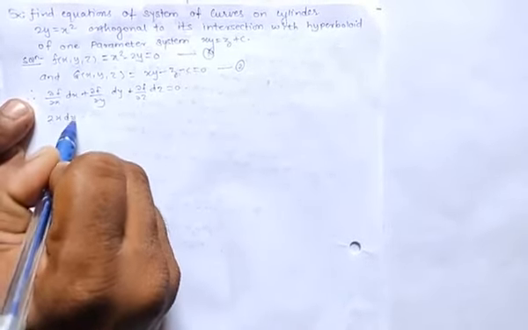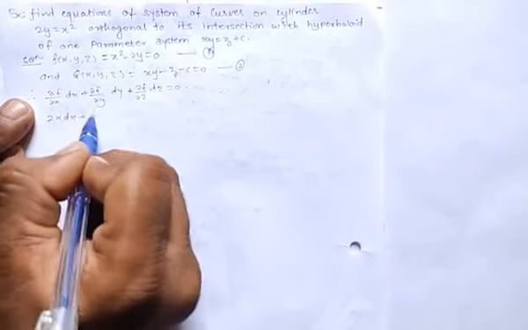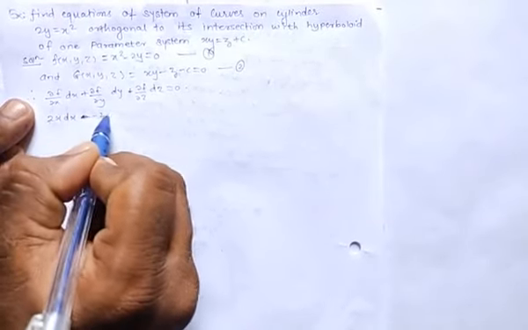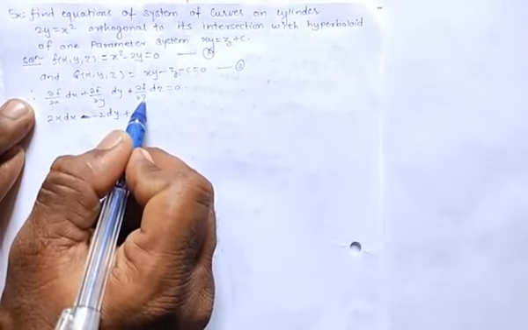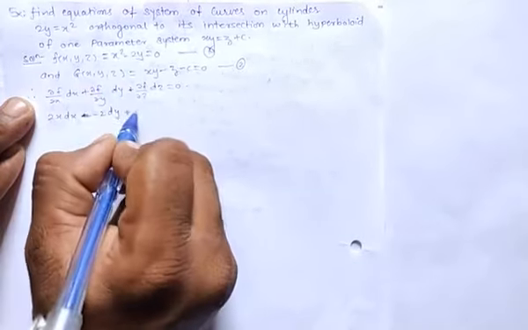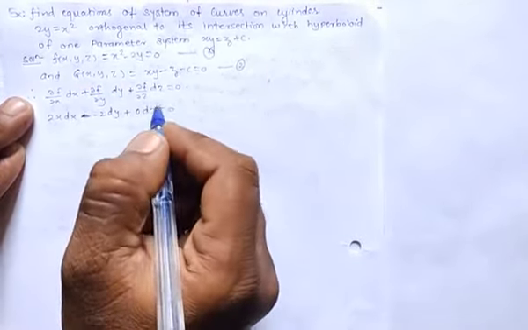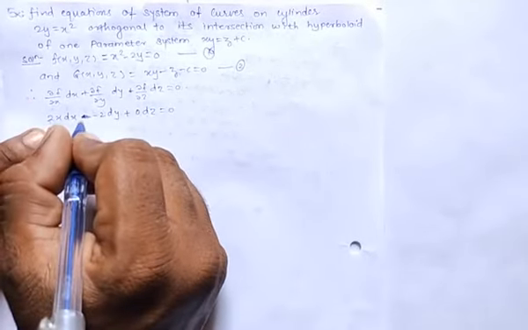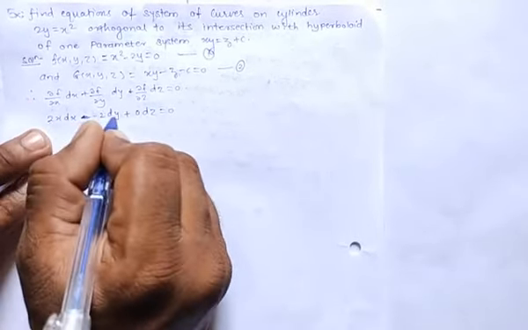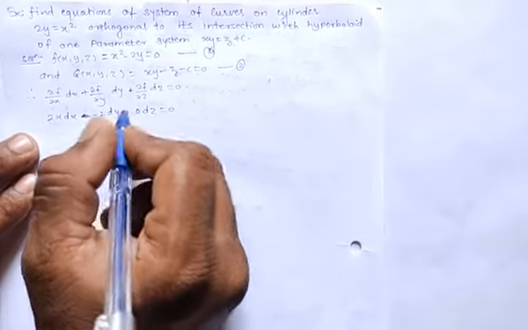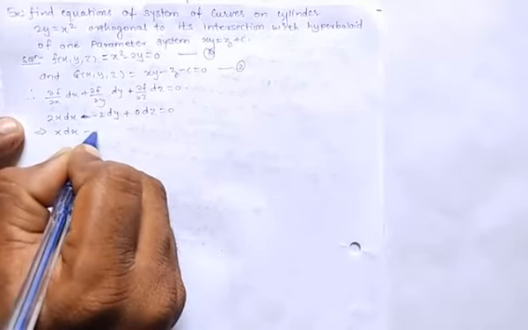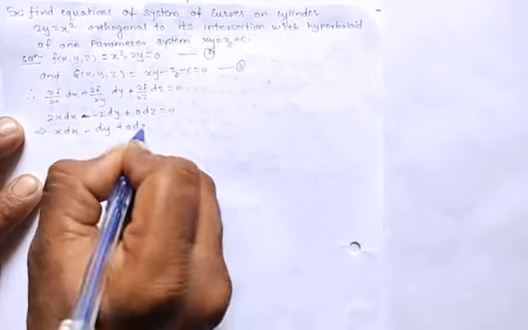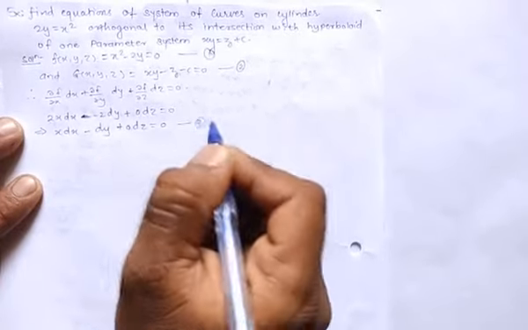So taking the derivative of f with respect to x, we get 2x dx, plus the derivative of f with respect to y, which is minus 2 dy, plus the derivative of f with respect to z. There are no terms of z, so we get 0 dz equal to 0. So we get 2x dx minus 2 dy plus 0 dz equal to 0. Dividing throughout by 2, we get x dx minus dy plus 0 dz equal to 0. Call this equation 3.